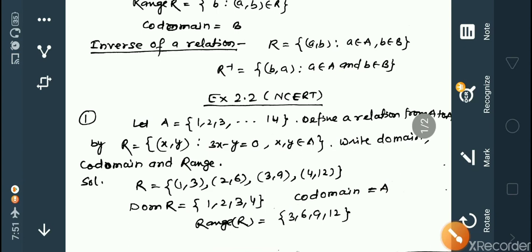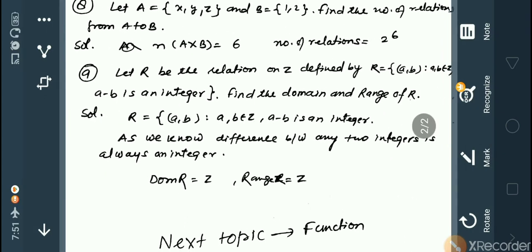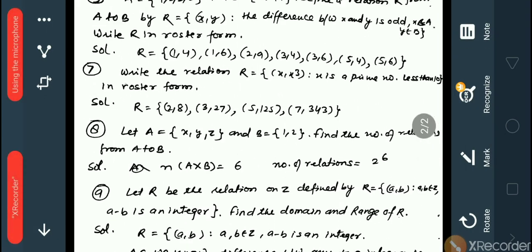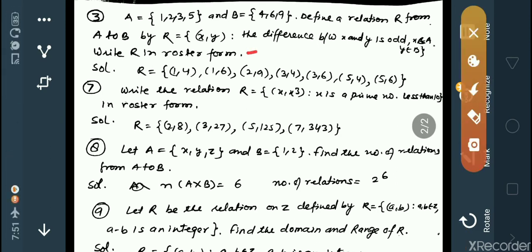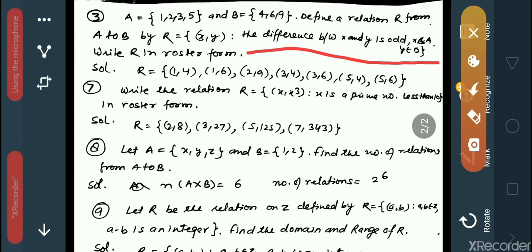Now move to another example, that is question number 3 of your exercise 2.2. Here A is equal to {1, 2, 3, 5} and B is equal to {4, 6, 9}. What we have to do here: define a relation R from A to B by R = {(x, y)}, with the condition that the difference between x and y should be odd. Odd, as you know, 1, 3, 5, all these are odd numbers.